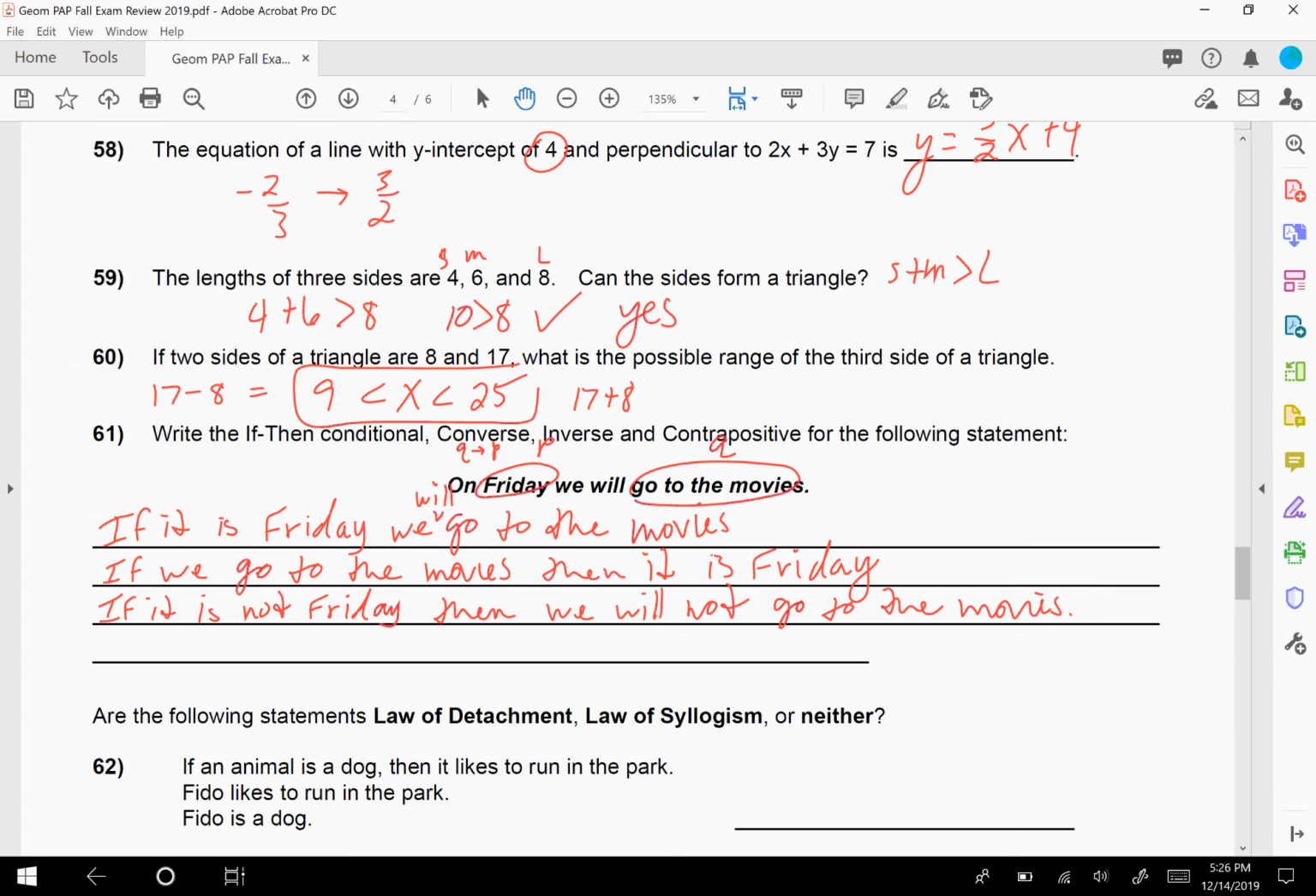Okay, and then the last one, the contrapositive. The contrapositive is, again, like combining the converse and the inverse. So you're negating it and you're switching it. So if we do not go to the movies, then it is not Friday. Okay, so there we go.